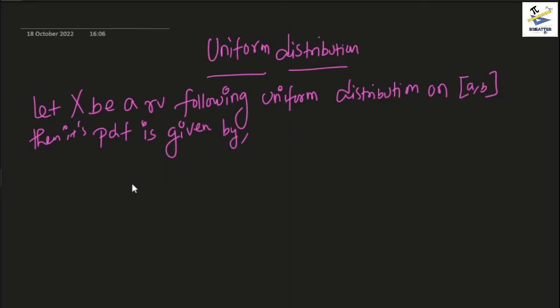So if x is a random variable which follows a uniform distribution on the closed interval [a, b], where a and b are real numbers and a is less than b, the PDF is given by this: f(x) is equal to 1 by b minus a for all a less than x less than b. Okay, so this is basically the PDF of uniform distribution.